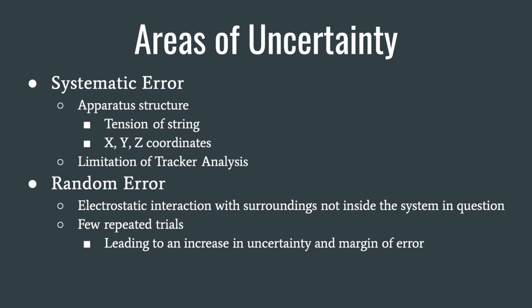Areas of uncertainty. So there were 2 areas of uncertainty. We had systematic errors and random errors. Our systematic errors included apparatus structure, such as tension on the string, x, y, and z coordinates, as well as limitation of Tracker analysis. Our random errors included unintended electrostatic interaction with surroundings that were not in the system in question, such as the plastic background that we used. We repeated this trial a few times rather than many times, so that led to an increase in uncertainty and margin of error.